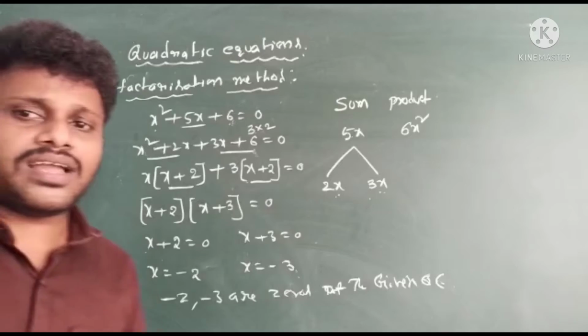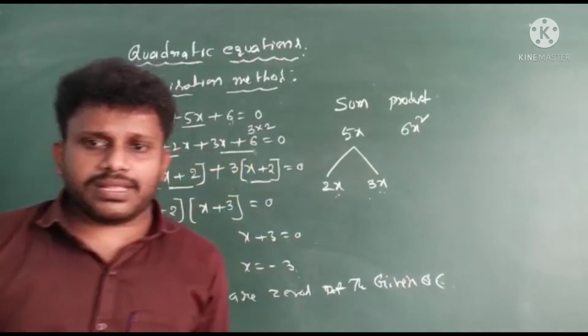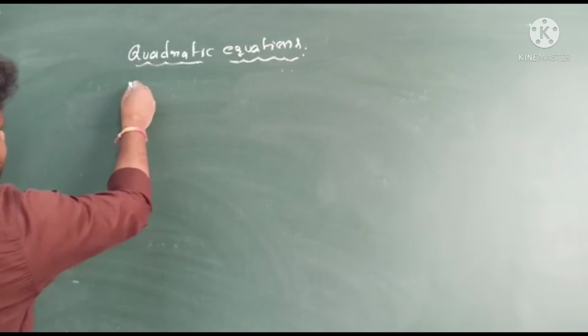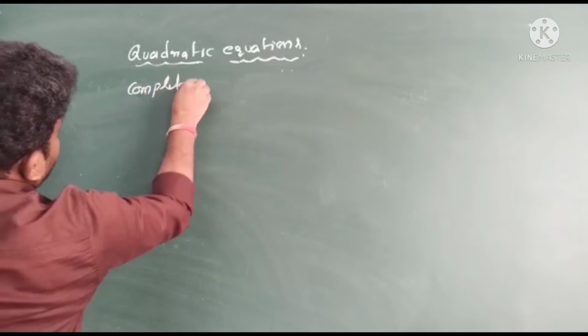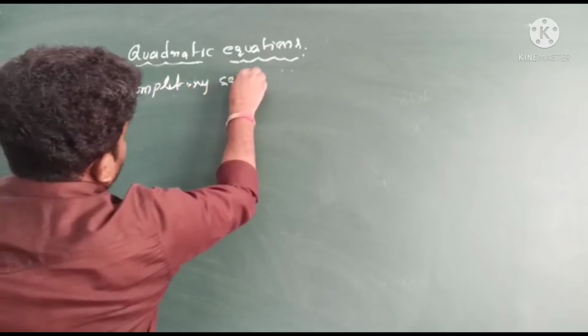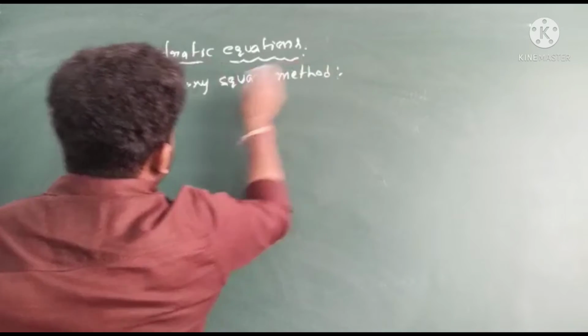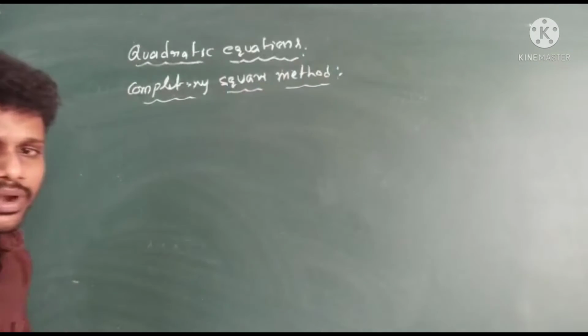Now the second method I am going to discuss is the completing square method. So in the completing square method, how do we solve for the zeros of the quadratic equation?